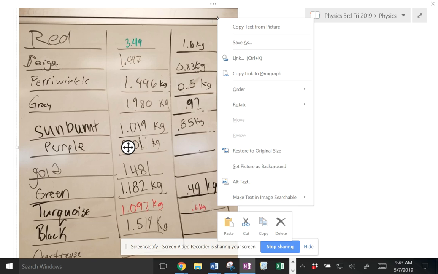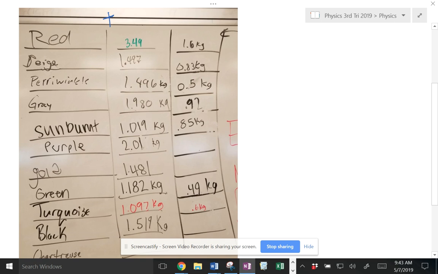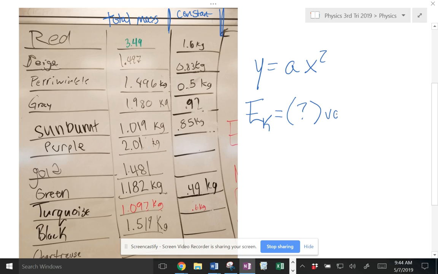So this is your total mass. And then this column here, this is your constant from your equation. Your equation was y equals a x squared. Y was the energy stored in the motion, that's EK, times something. And then the x on your graph was the speed or velocity. I'll just write velocity. And then that velocity gets squared.